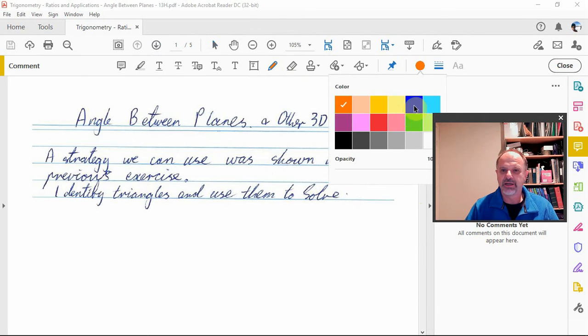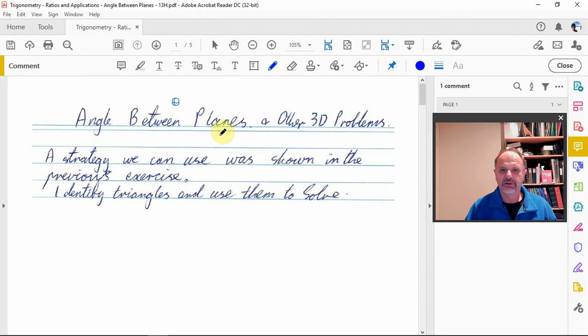Here we go today. This is the last bit of trigonometry ratios and applications. So here we're looking at angles between planes and other problems. Alright, so the angles between planes bit here, we've used a strategy before. Identify your triangles and use them to solve.